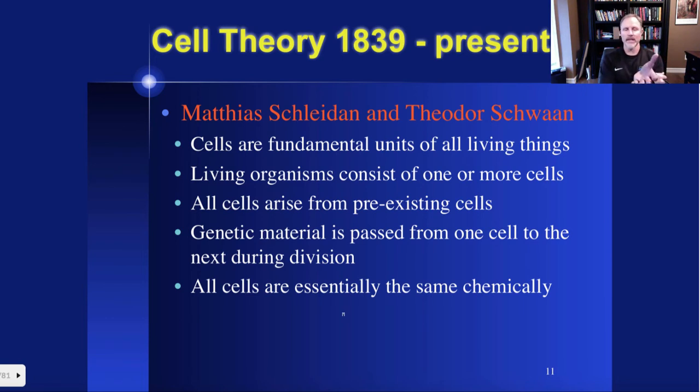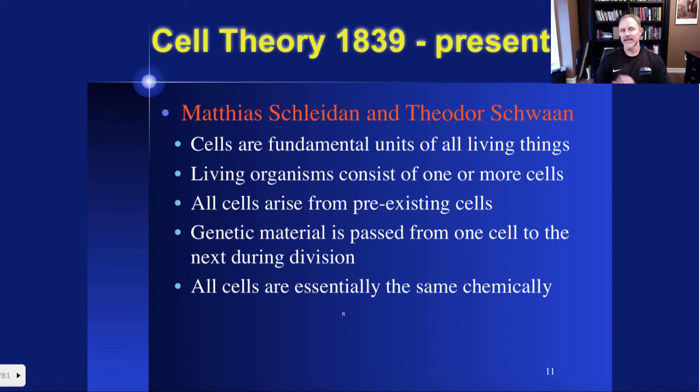Okay, so what they said was that cells are the fundamental units of all living things. Whether it's one cell or many cells, if you're living, you are comprised of at least one cell. And all cells come from pre-existing cells. So when they grow and divide and give rise to new ones, that's where cells come from. And the genetic material gets passed from one cell to the next during the copying, and that's how these cells are able to live from one generation to the next.